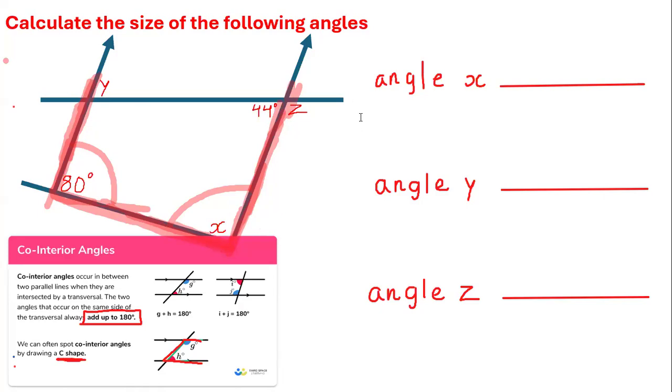So we're going to say the reason. Let's write down our working first. So the working is, we have 180, minus.